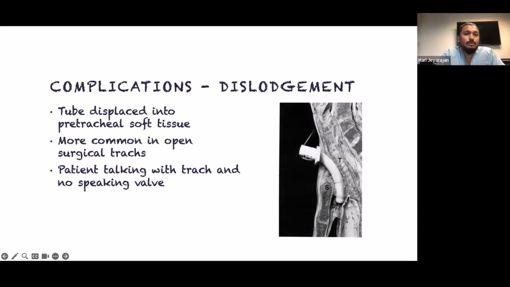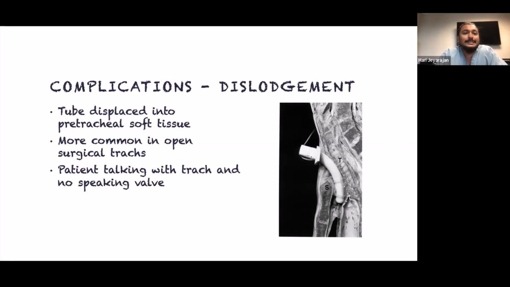So if you ever walk into a room and a patient has a trach with no speaking valve and they're talking to you, that means the trach is out. That means the trach is dislodged and it's not doing anything. Oftentimes, if that's happening, it usually implies that the patient's ready to be decannulated, but they still need to be evaluated formally. But that's an alarm bell sign.